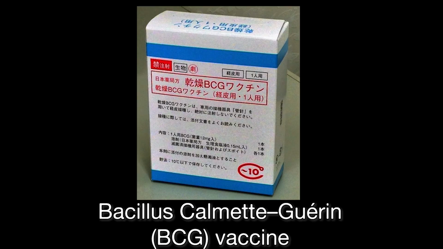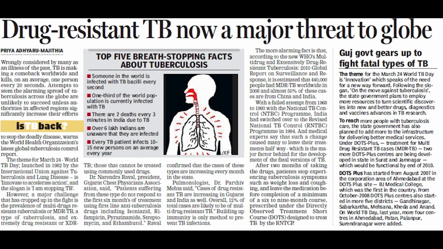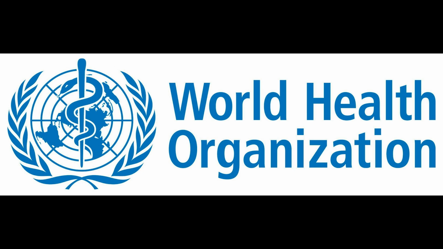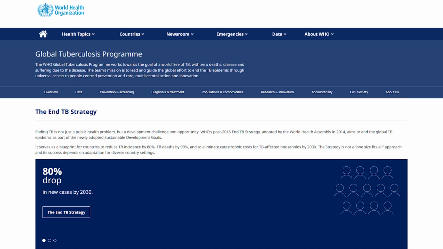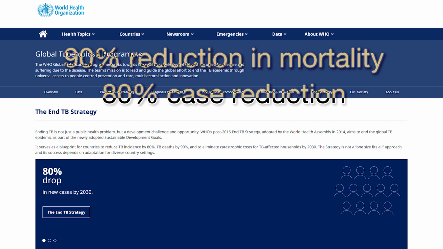Thankfully, however, we have treatment and prevention options. There is a vaccine for tuberculosis, with more currently being developed, and we have various treatments, chiefly being antibiotics, to combat disease. Unthankfully, however, due to improper use of antibiotics, many strains of tuberculosis have developed that are resistant to antibiotics. People who contract these particular strains have to explore other treatment options. The World Health Organization, currently under the End TB strategy, aims for a 90% reduction in tuberculosis mortality and an 80% reduction in tuberculosis incidence worldwide by 2030.